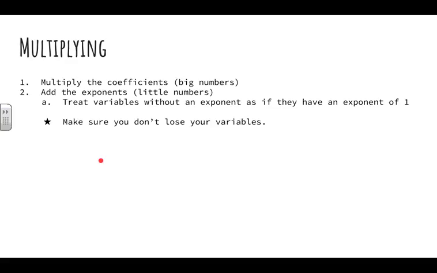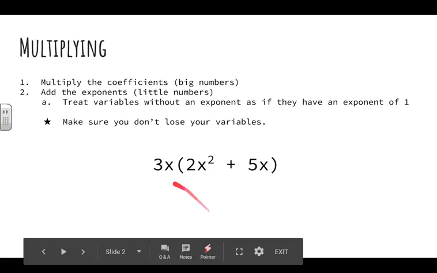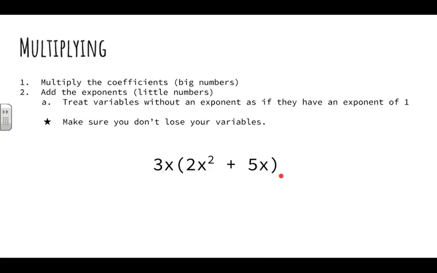This is really important. Treat your variables without an exponent as if they have an exponent of 1. And make sure you don't lose your variables. So here we have 3x times 2x squared plus 5x.